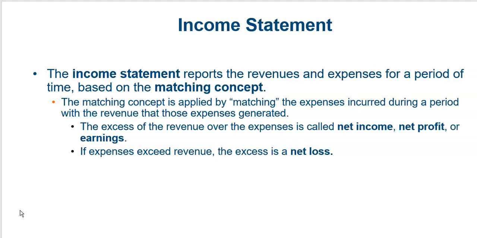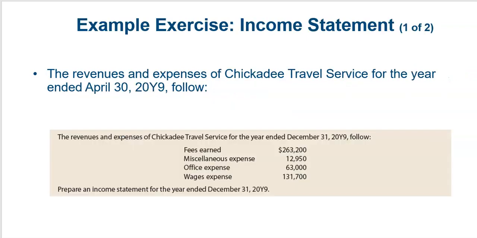So this is going to be where we show all of our revenue. So we'll list out our revenue accounts. Then we subtract out all of our expenses. And if we had income, it'll be called net income. And if we have a loss, it'll be called a net loss. So let's look at what it would look like.